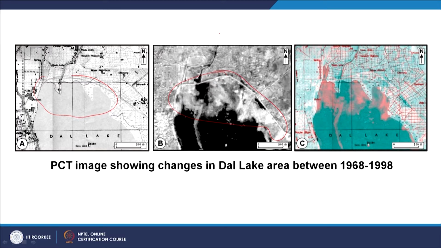This is the infrared channel, and the infrared channel shows high reflectance values for green vegetation, and when we bring in the PCT we can clearly demarcate which areas have been encroached, or which areas have been blocked because of growth of vegetation. And therefore, of course, the shape of Dal Lake has also changed in those 30 years.